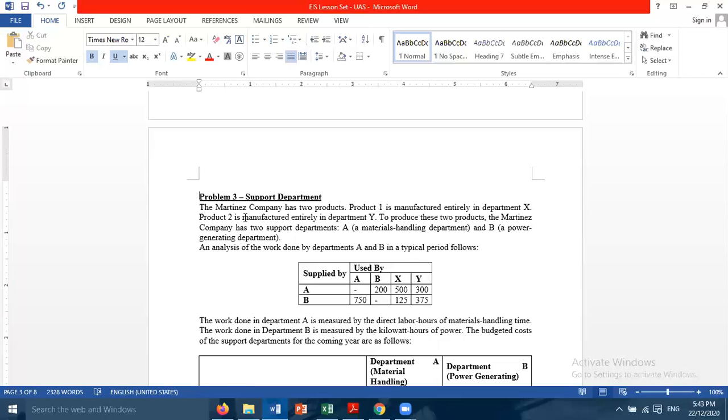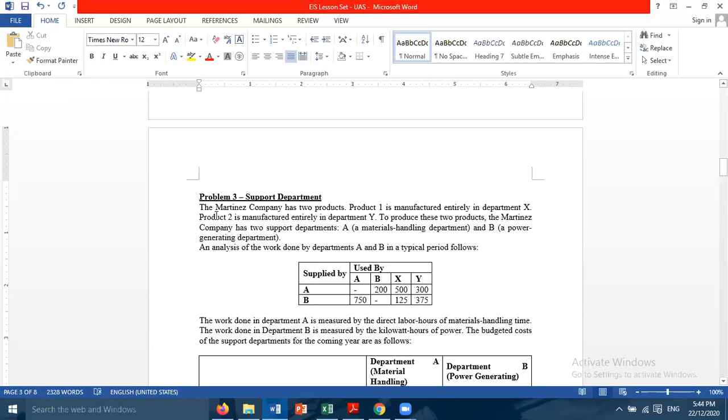And the third one is the Shapley method, which is practically using the average of both scenarios, where each object is both the primary and the incremental party, and then using that as the basis to allocate common costs. Okay, that's a little bit about the theory for cost allocation. So let's get into the problem.